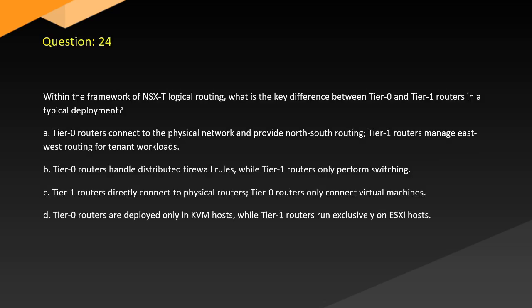Question 24. Within the framework of NSX-T logical routing, what is the key difference between Tier 0 and Tier 1 routers in a typical deployment? A. Tier 0 routers connect to the physical network and provide north-south routing. Tier 1 routers manage east-west routing for tenant workloads. B. Tier 0 routers handle distributed firewall rules, while Tier 1 routers only perform switching. C. Tier 1 routers directly connect to physical routers. Tier 0 routers only connect virtual machines. D. Tier 0 routers are deployed only in KVM hosts, while Tier 1 routers exclusively on ESXi hosts.